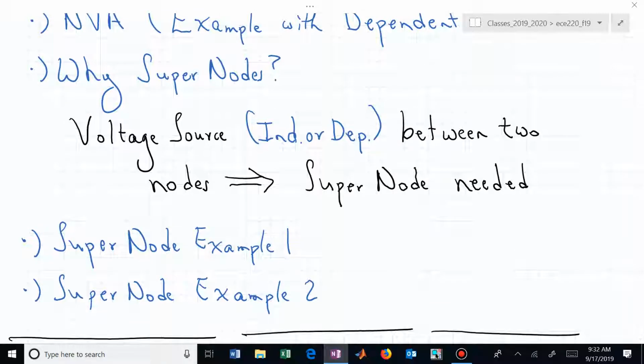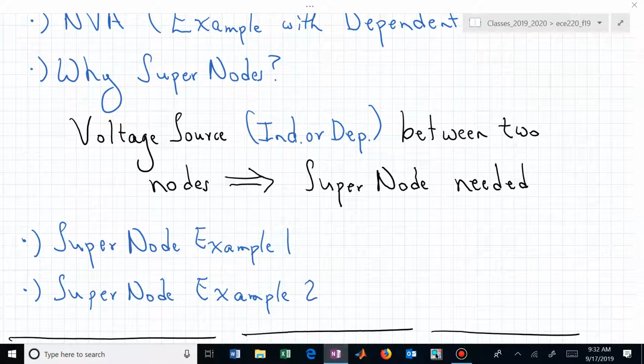And a supernode is what you create when you have a voltage source between two essential nodes. That voltage source could be an independent source or a dependent voltage source between those two nodes. Then we'll work through a couple of examples, with the first example hopefully convincing you that a supernode is the way to go in certain situations.